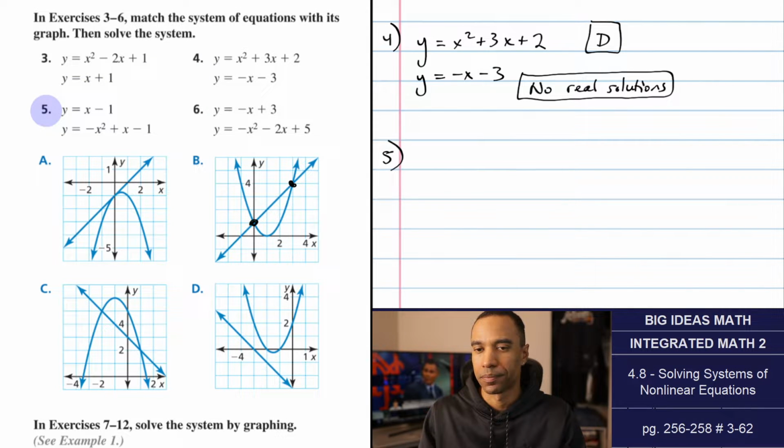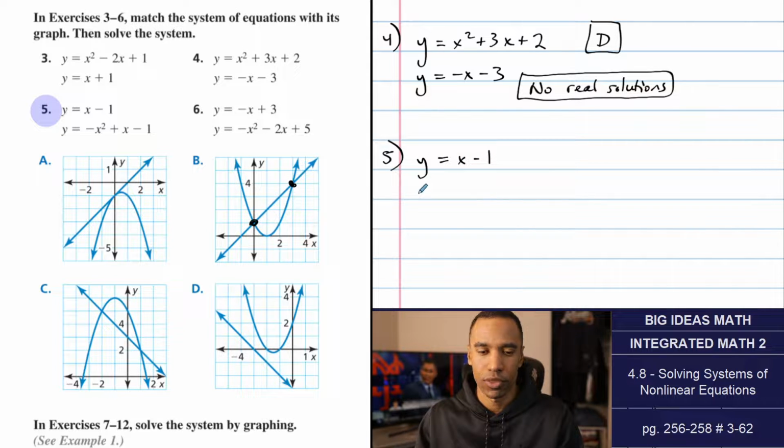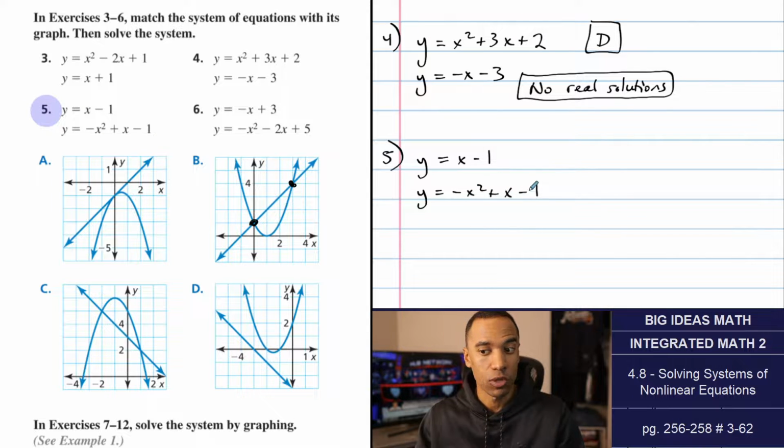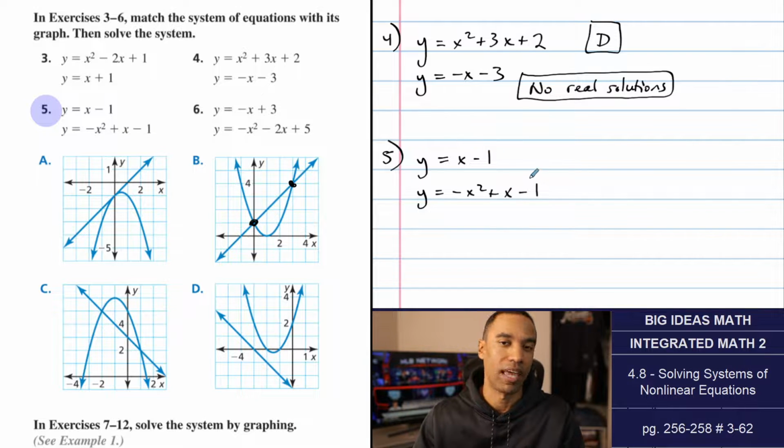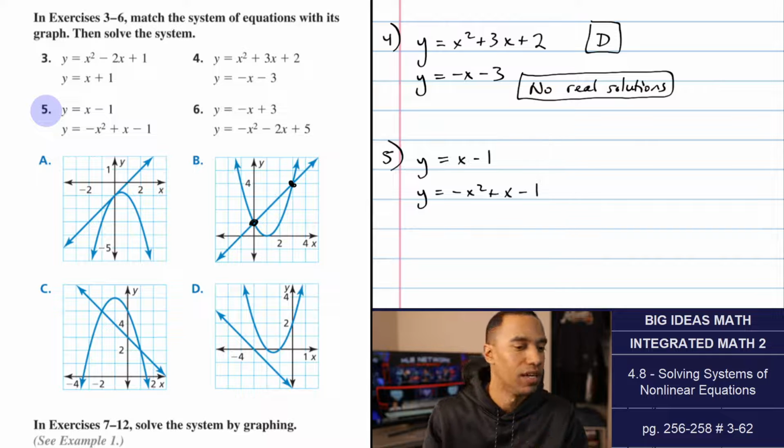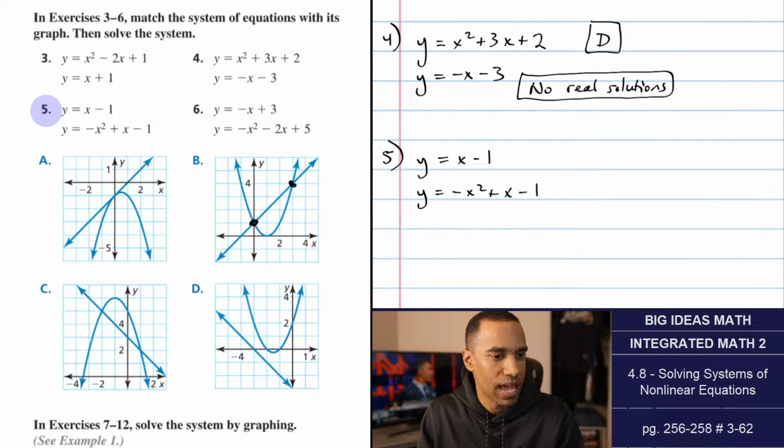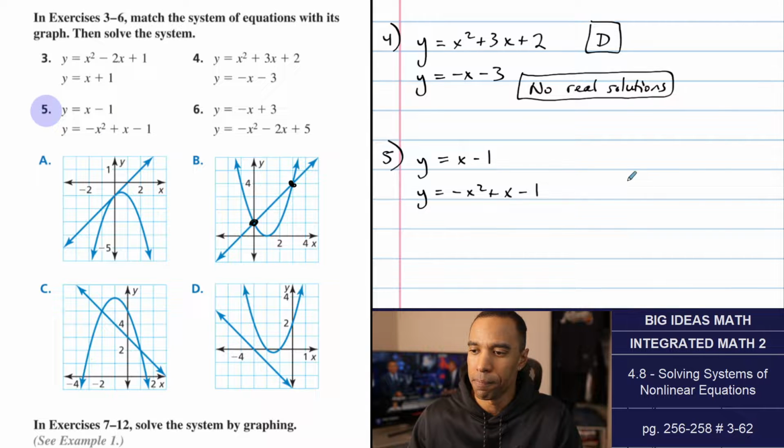Number 5. Y equals x minus 1, positive slope graph with a y-intercept of negative 1. Y equals negative x squared plus x minus 1, upside down facing graph, which, by the way, also has a y-intercept we can talk about. By the way, they have the same y-intercept, which means 0, negative 1. I'm not even looking at the graphs. 0, negative 1 is a point where these guys should intersect. So let's find that one. That is going to be A. Positive slope here, upside down right there. So this guy's A as your graph to match.